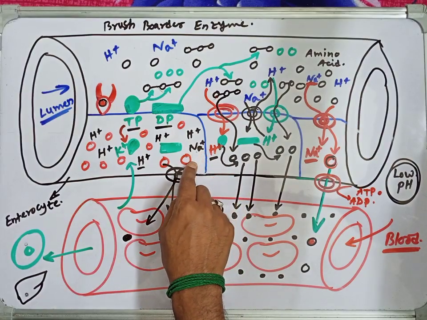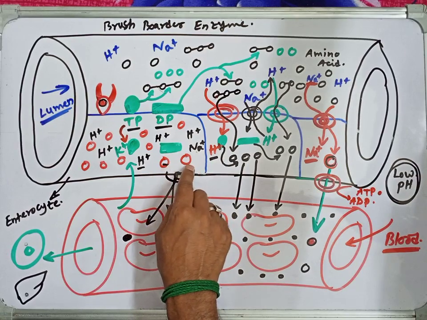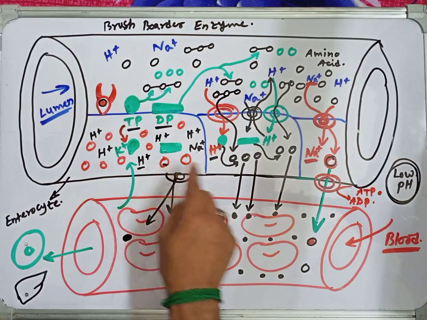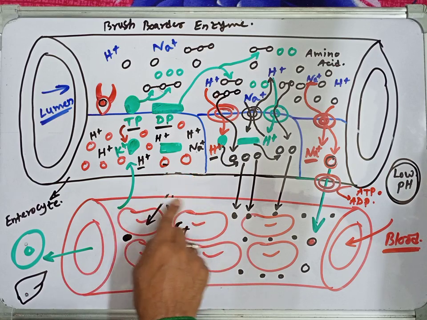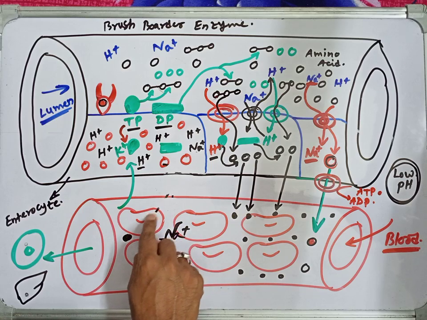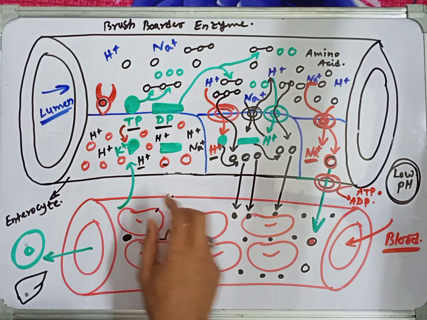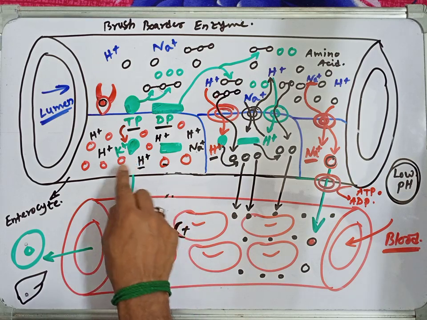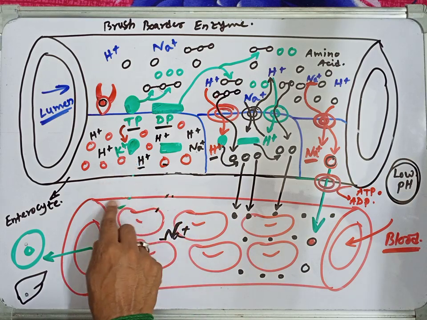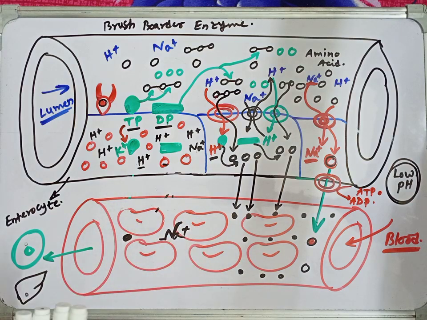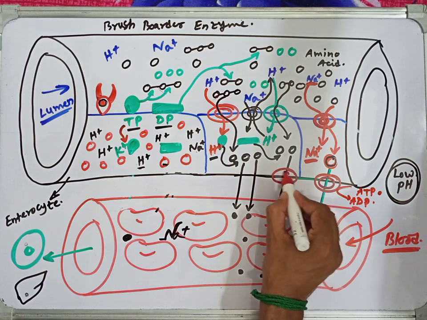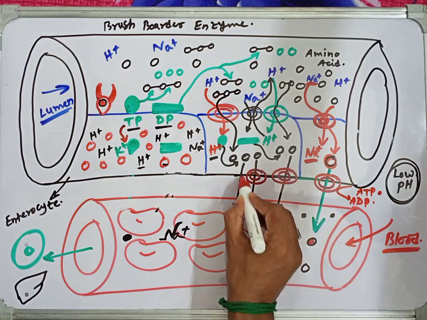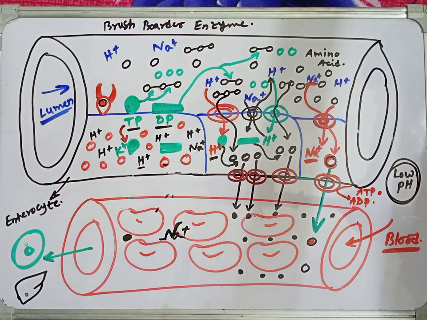Sorry, my dear, there is a small correction. Actually, there is no sodium ion activity to absorb the amino acid into the blood directly, right? A small correction there, right? Now, all this amino acid is directly transported by the diffusion process from this enterocyte cell to blood, right?